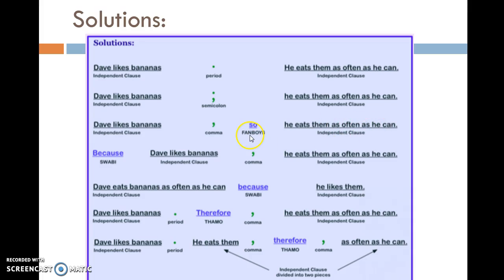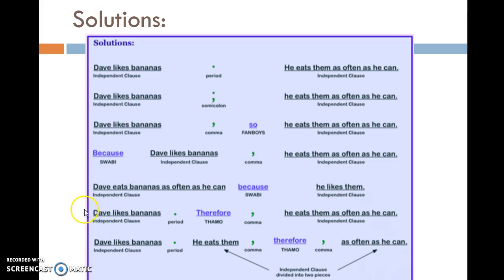We know the fanboy rules. We're going to review these again for our lesson Y on No Red Ink, but we have to have a comma and a fanboy, and then we can connect these two independent clauses. Or we can create a complex sentence. Because Dave likes bananas, comma, he eats them as often as he can. We can switch it around. We can say Dave eats bananas as often as he can because he likes them.